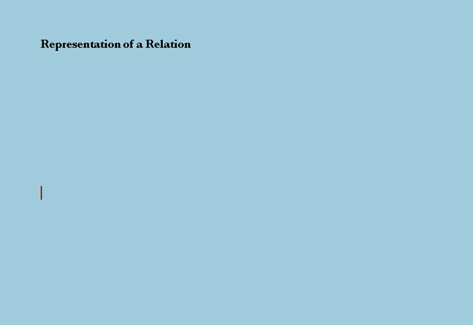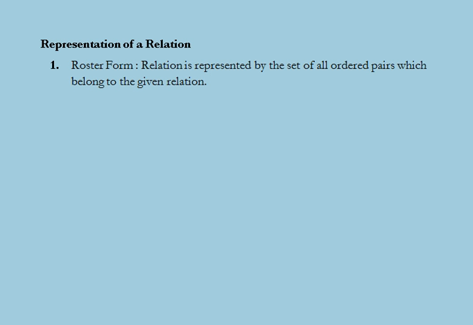Now we are going to discuss the representation of a relation. A relation can be represented in three different forms. The first one is roster form, the second is set builder form and the third one is the arrow diagram. So we are going to start by discussing the roster form. In this form, a relation is represented by the set of all ordered pairs which belong to the given relation.